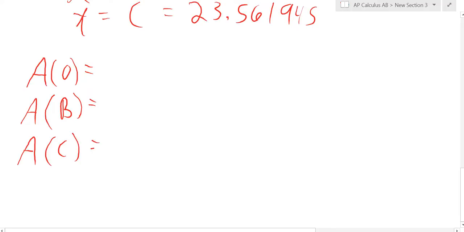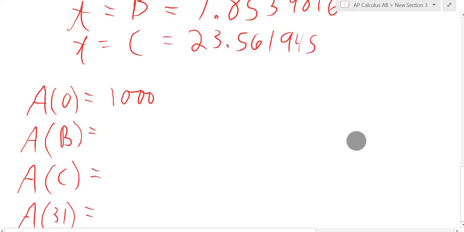What's A of C, and what's A of 31? We're going to find all 4 of them, because they're the only possibilities. We already know A of 0. They gave it to us in the beginning of the problem. 1,000. We already know A of 31, because they made us find that in part C.